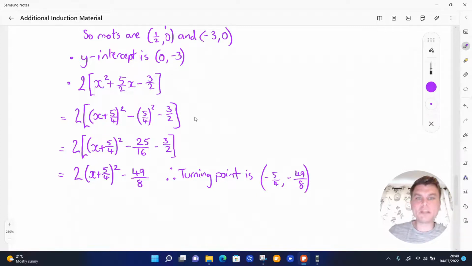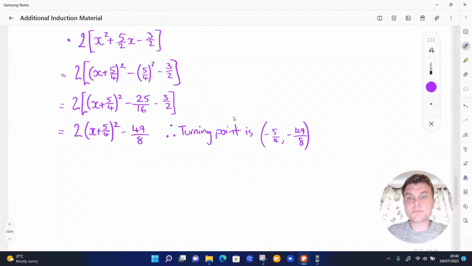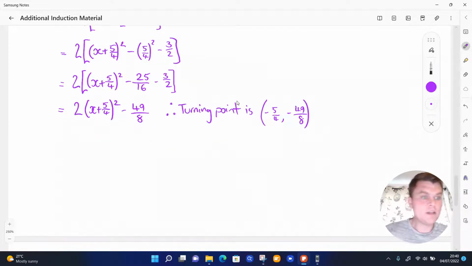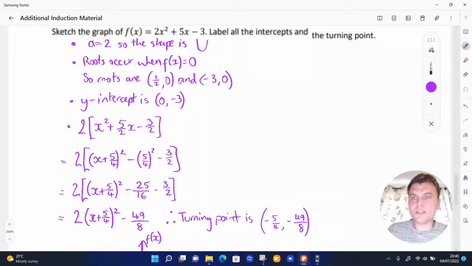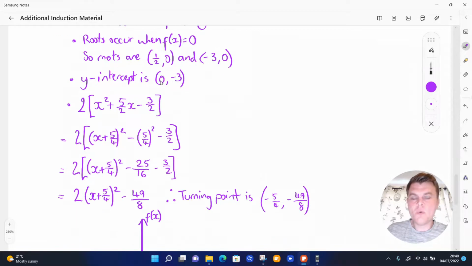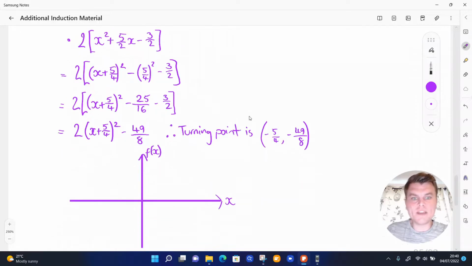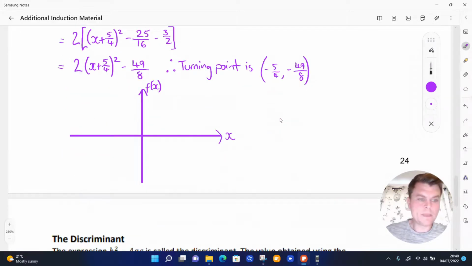So we've now got all the information we need to sketch this particular quadratic. So put some axes in. We label them. Along this side we've got x. Along this side we've got f of x. And looking back at the points we've got, we needed a U shape. We needed our roots at 1/2, 0 and minus 3, 0. Y-intercept at 0, minus 3. And then finally our turning point was there.